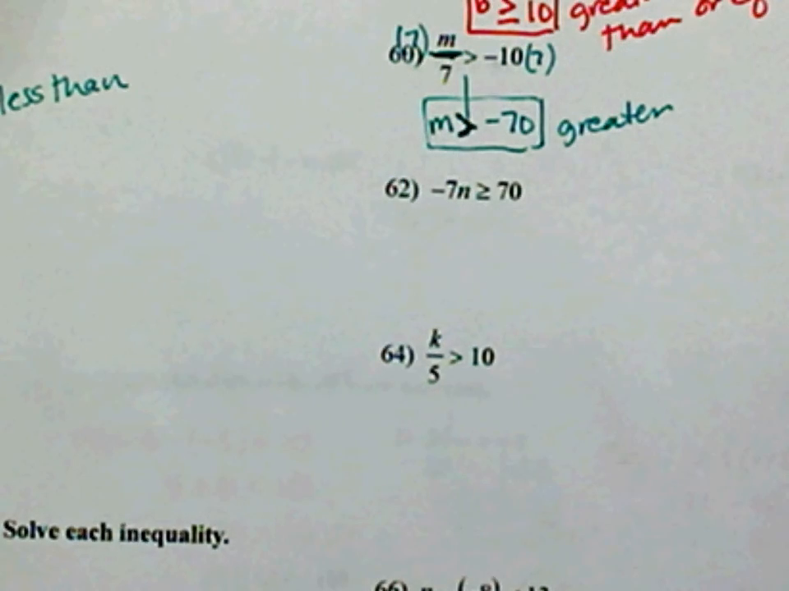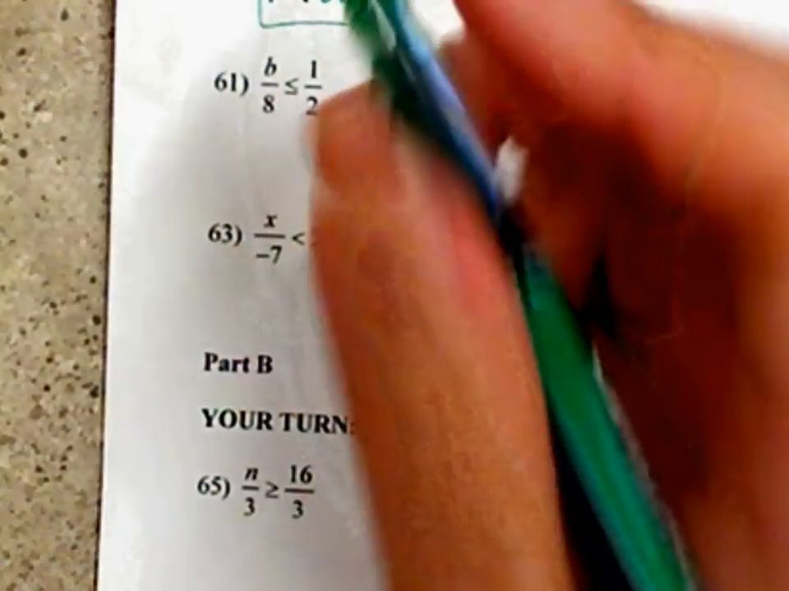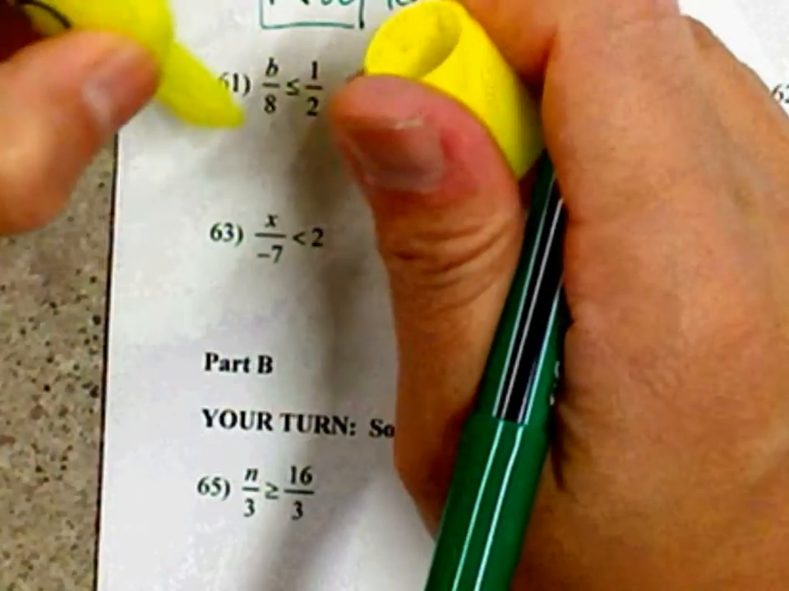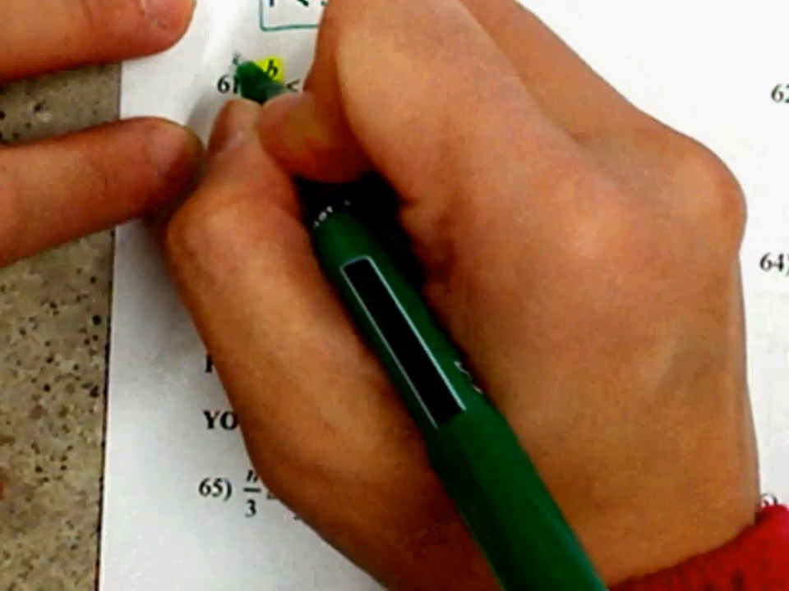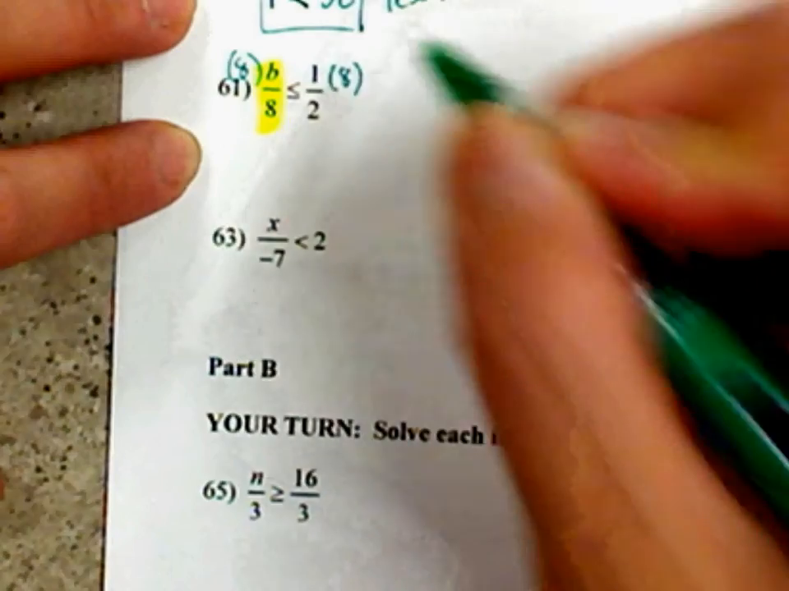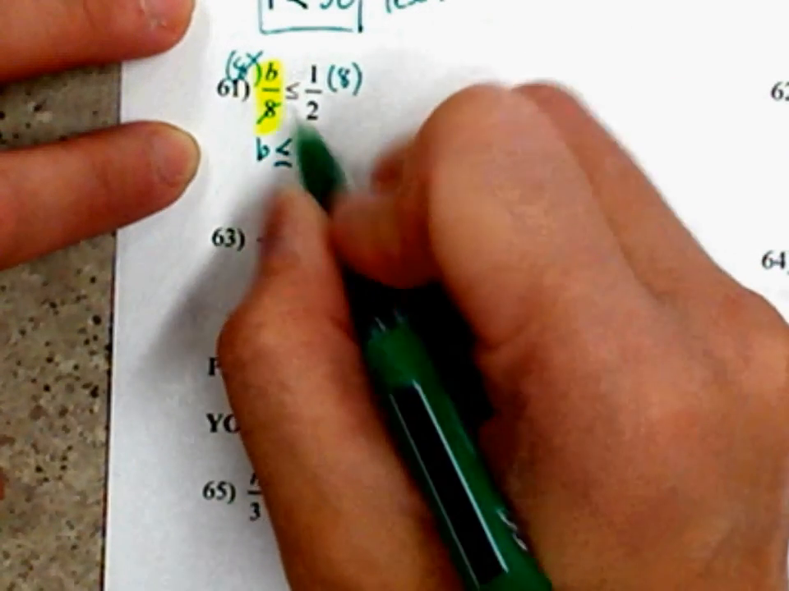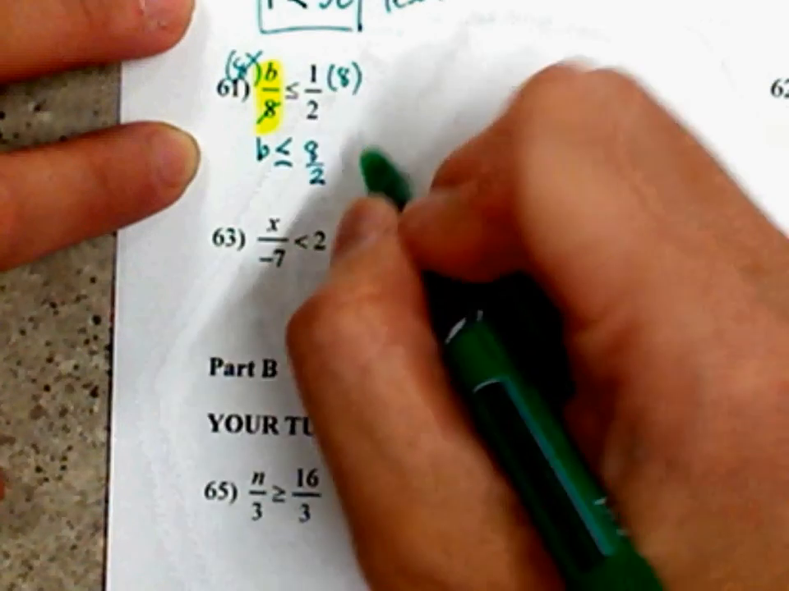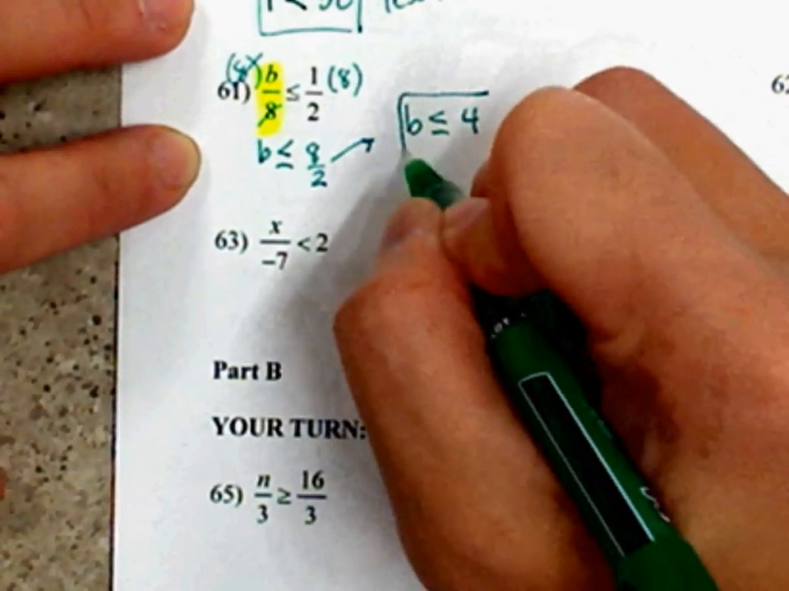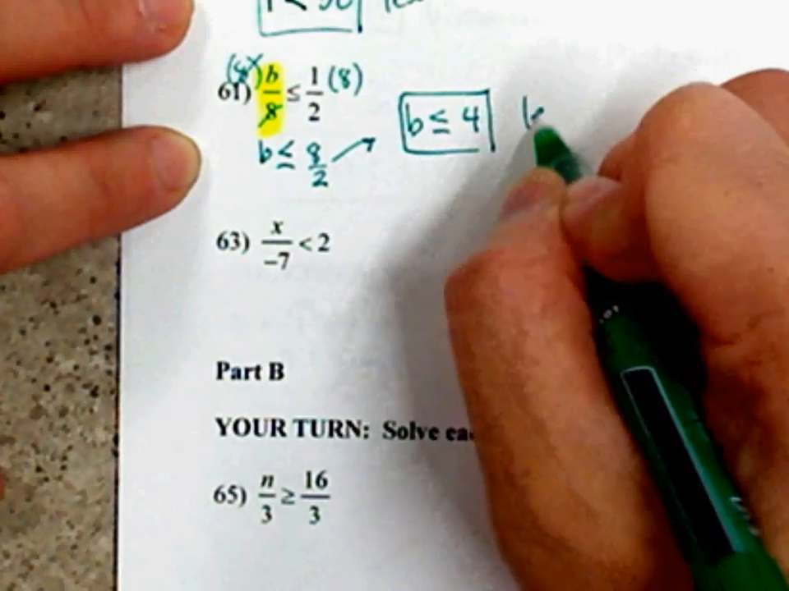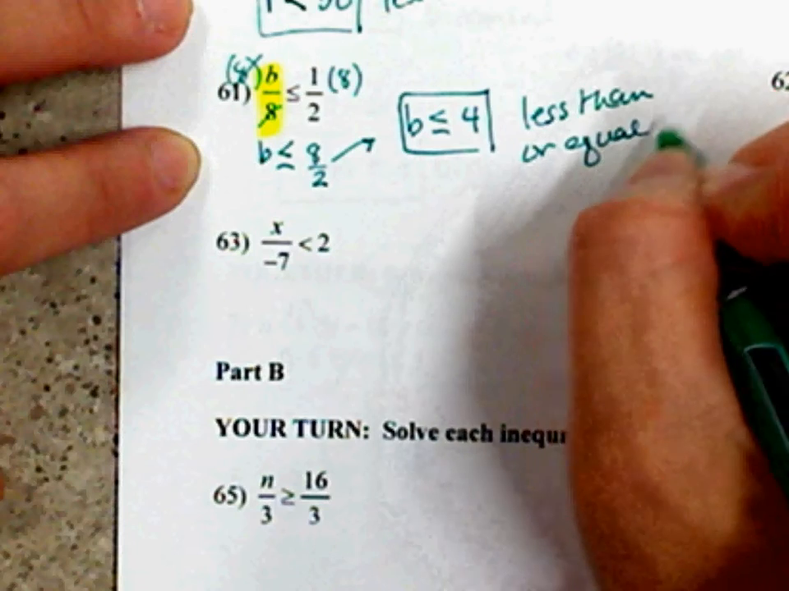Number 61. I'm solving for this one, the one that has the variable. Okay, so I want to get rid of that fraction. Opposite of dividing by 8 is multiplying it by 8. That cancels. So B is greater than or equal to 8 over 2. 8 divided by 2 is 4. And that's B is less than or equal to.